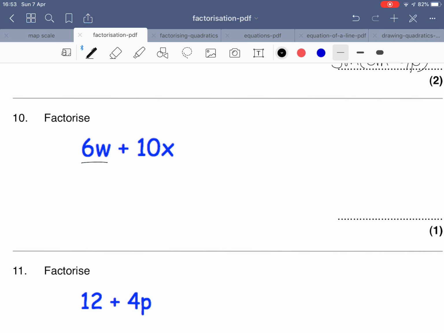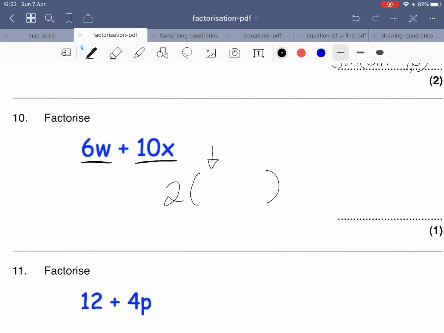Right, next one we got 6w and 10x. So what goes into 6w and 10x? There's no numbers, there's no letters that are the same. We've got w and an x. We can't put a letter on the outside, but a number does go into 6 and 10. So the only number that goes into 6 and 10 is 2. So 2 needs to come on my outside.